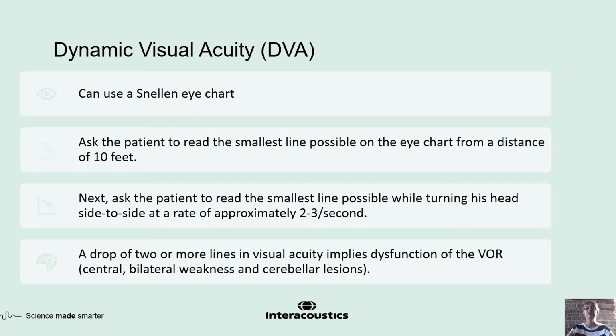If there is a 2 to 3 line difference between the static score and the head movement score, then we know that they have a problem with their VOR. This could be either a central lesion, a bilateral weakness, it could be a cerebellar lesion. So it's really important that we be able to get a very accurate assessment of this VOR so that we can make the correct diagnosis.